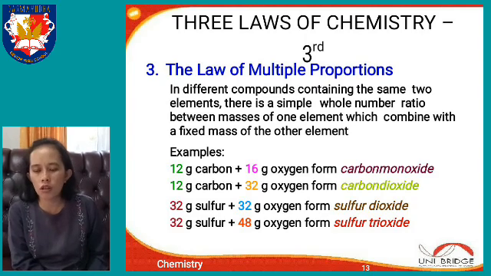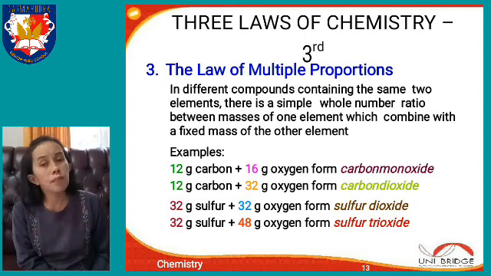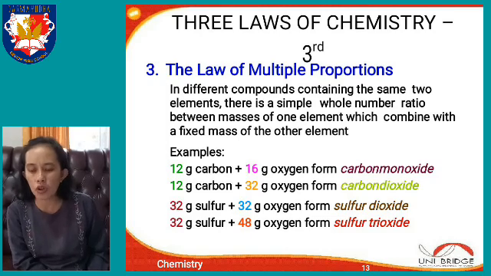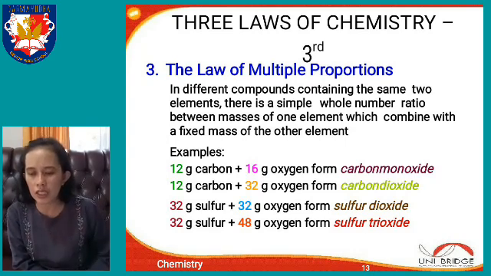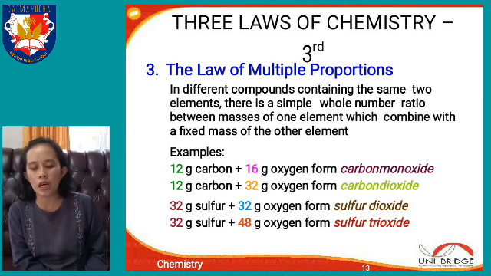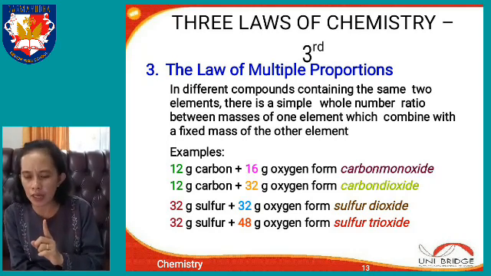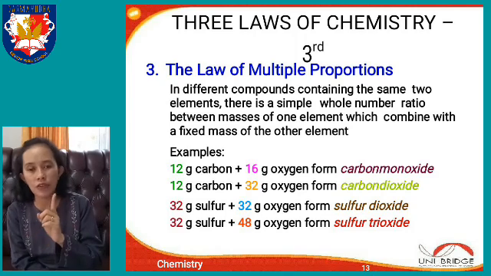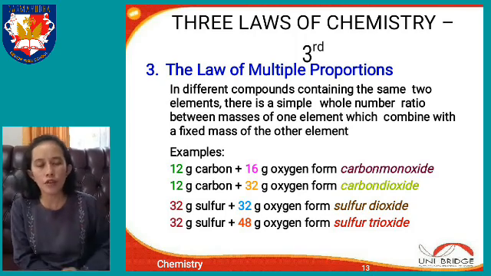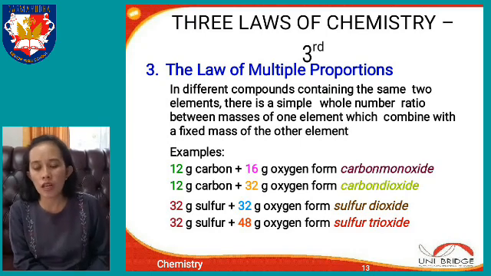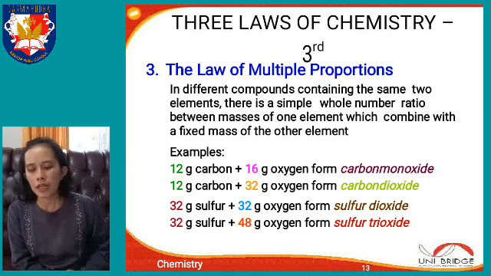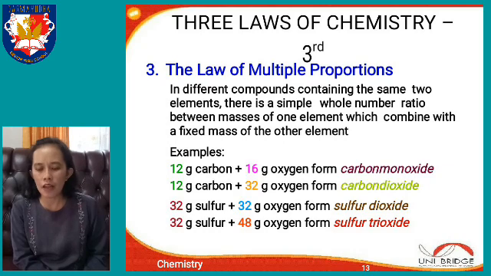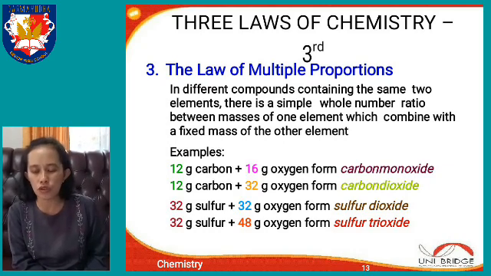The third law of chemistry is the law of multiple proportions. The law of multiple proportions tells us that in different compounds containing the same two elements, for example carbon and oxygen, there is a simple whole number ratio between the mass of one element which combines with a fixed mass of the other element. For example, carbon and oxygen can be combined chemically to be carbon monoxide or carbon dioxide. But carbon monoxide and carbon dioxide have a different ratio of mass between the two elements.